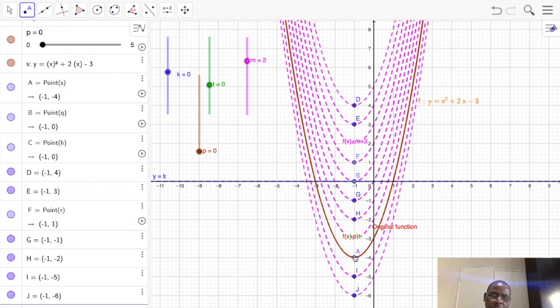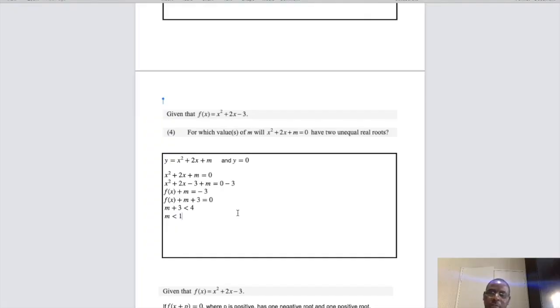So if we push f of x exactly 4 units, we will end up at that turning point there at minus 1, 0, and that will not give us 2 points of intersection. So we shouldn't push f of x more than 4 blocks, which means m plus 3 should be less than 4. And so that means m should be less than 1.